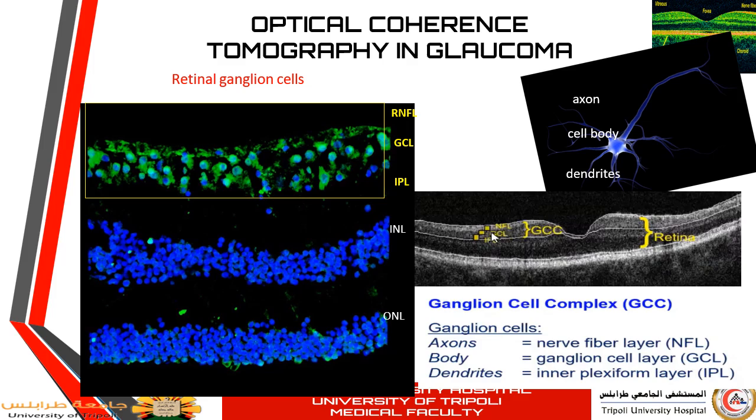Now, because the retinal nerve fibers are very thin in the area of the macula, recently they concentrate on the ganglion cell as well as the inner plexiform layer, what's called the GC-IPL complex, instead of including the retinal nerve fibers in this area.